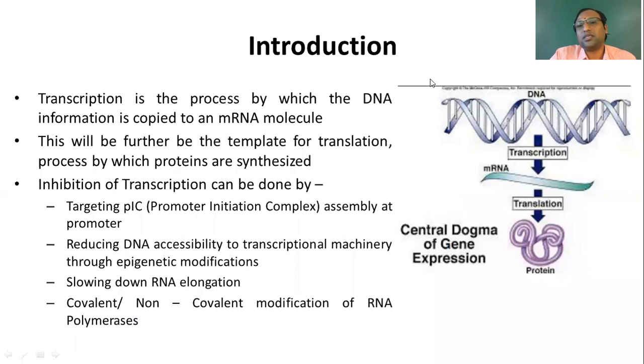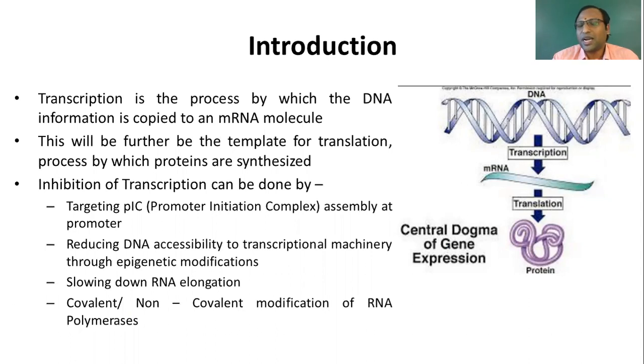So the first aspect is that we have to know about the central dogma of molecular biology. We know that from the DNA, by the method of transcription, we get our mRNA, and by the process of translation, we have our protein. So transcription is the process by which the DNA information is copied to an mRNA molecule, and this is further used as a template for translation, the process by which proteins are synthesized. So in a simple way, we can say this is our central dogma of molecular biology, or gene expression in all cases.